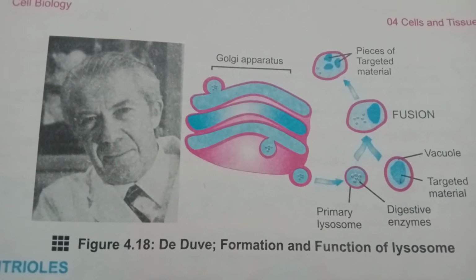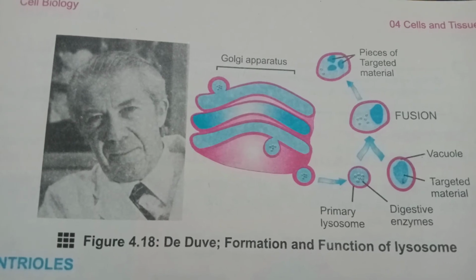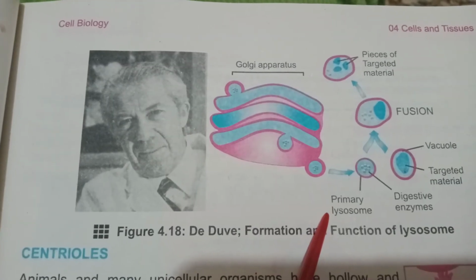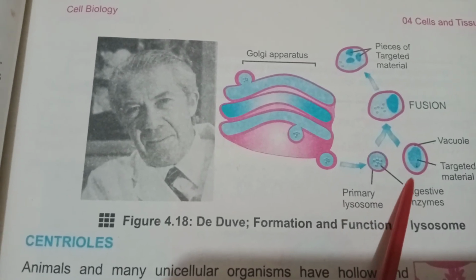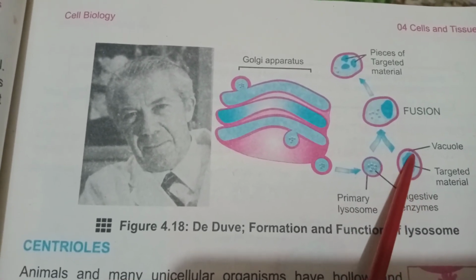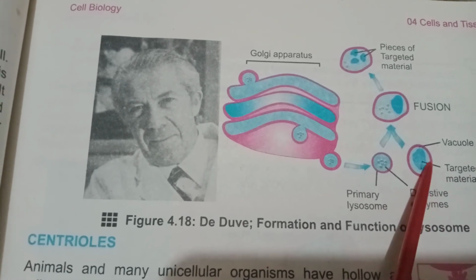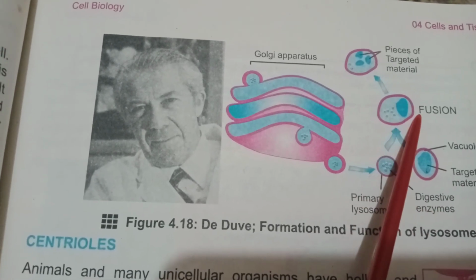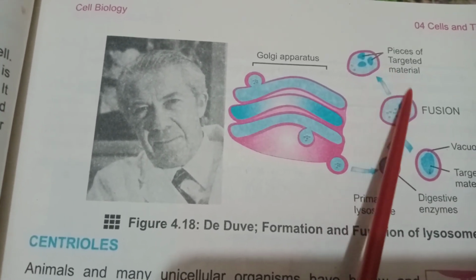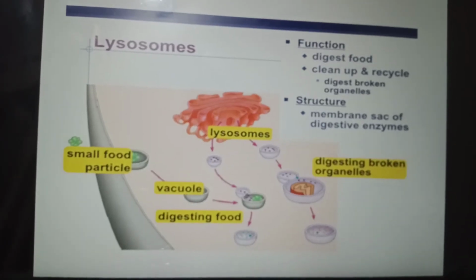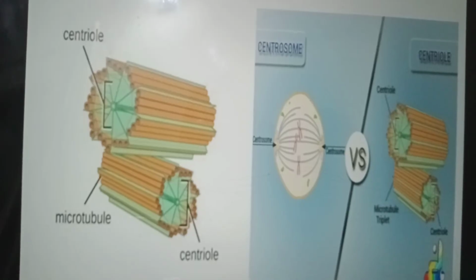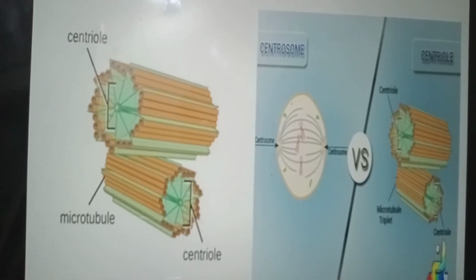Here is the Golgi apparatus, pieces of targeted materials. Primary lysosomes having digestive enzymes, then the vacuole and targeted material, then there would be fusion, then there would be pieces of targeted material. I have discussed lysosomes. The next one is centrioles.